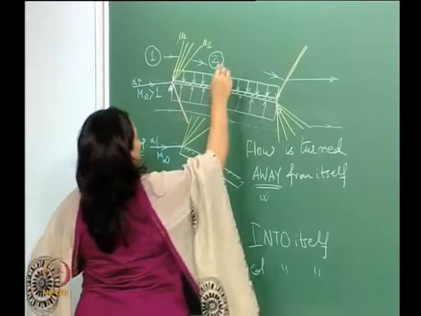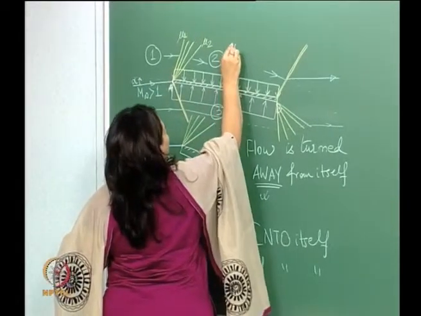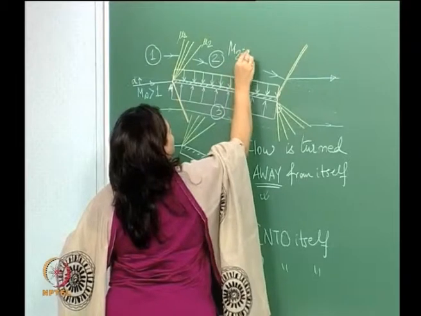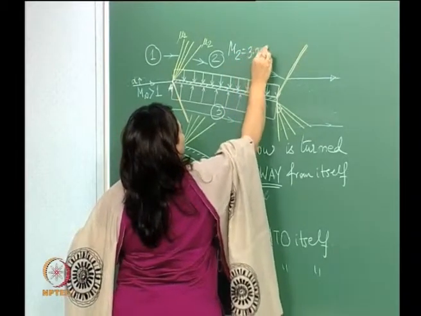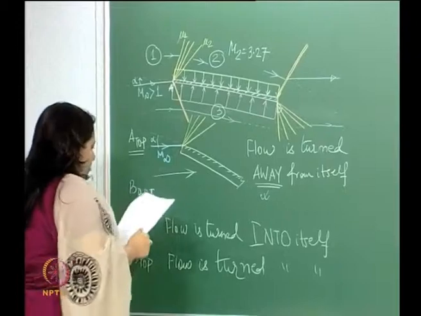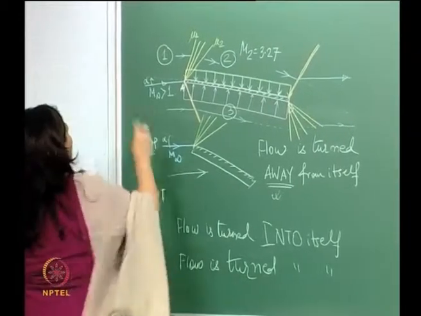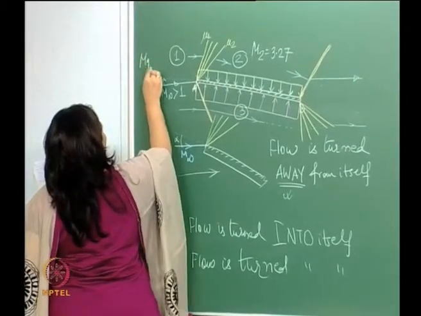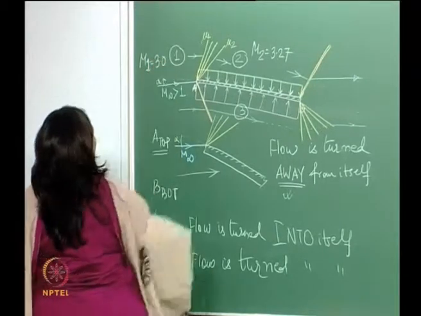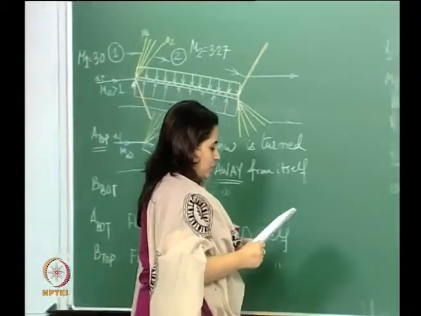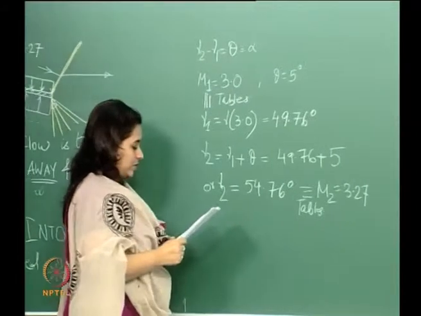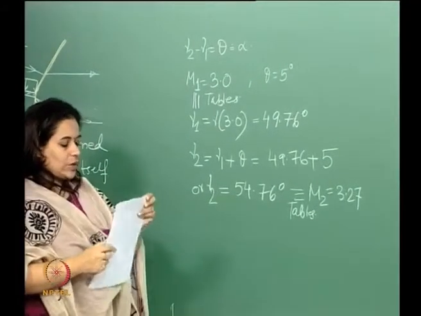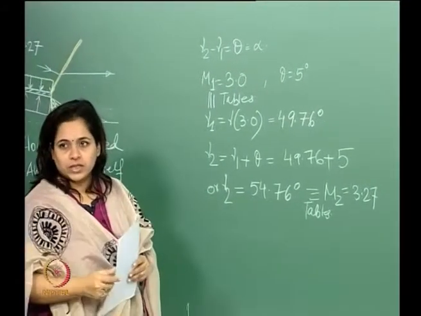So, let us write that here. Okay. So, we have the Mach number in this region to be 3.27, and Mach 1 is 3. Okay. So, once we do that, now we can again find out from the isentropic tables.